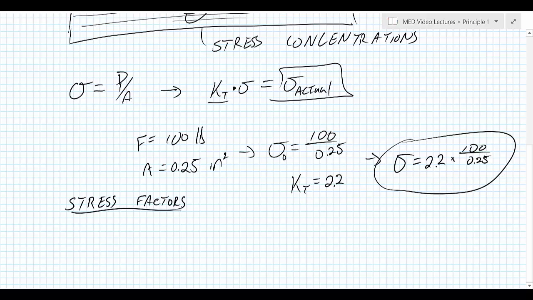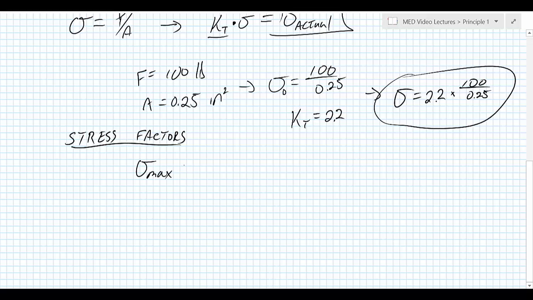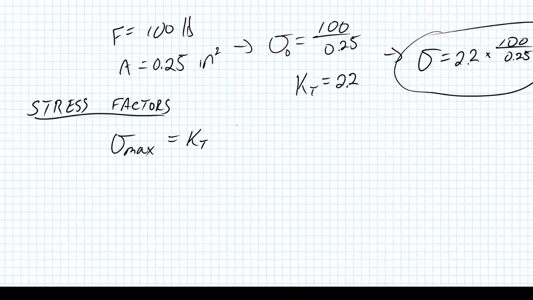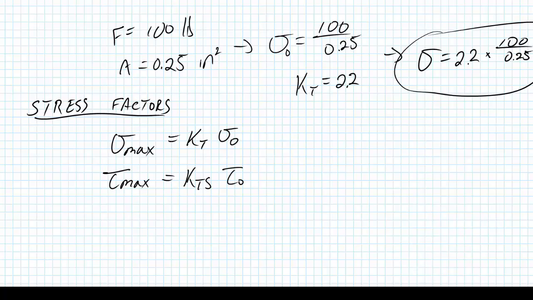So stress concentrations are important anytime we expect cracks to grow. In general, we can use sigma max equals KT times sigma naught. Whether that sigma naught is from bending stress or normal stress doesn't matter, or direct axial stress. And our shear stress due to that load will be K, and we use TS for the shear part, times the nominal shear, say from torsion, for example.